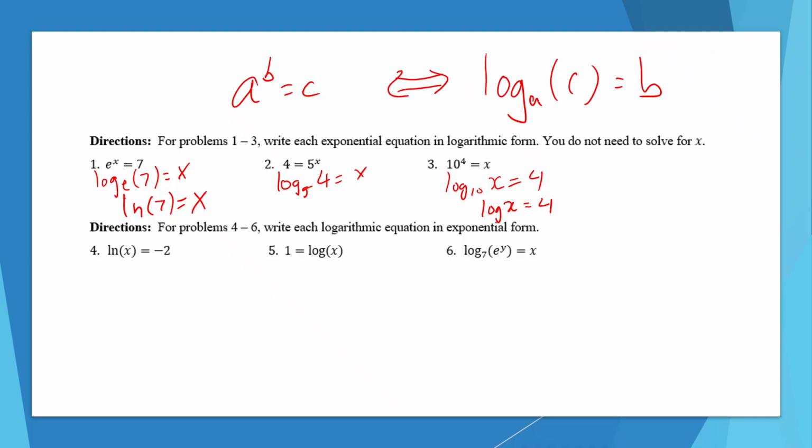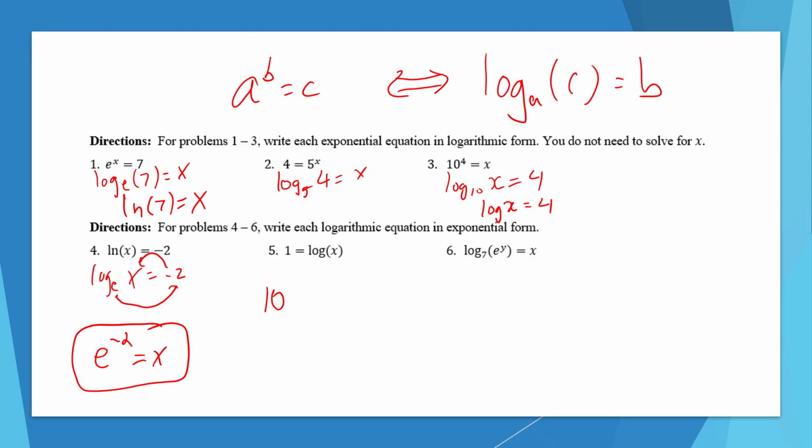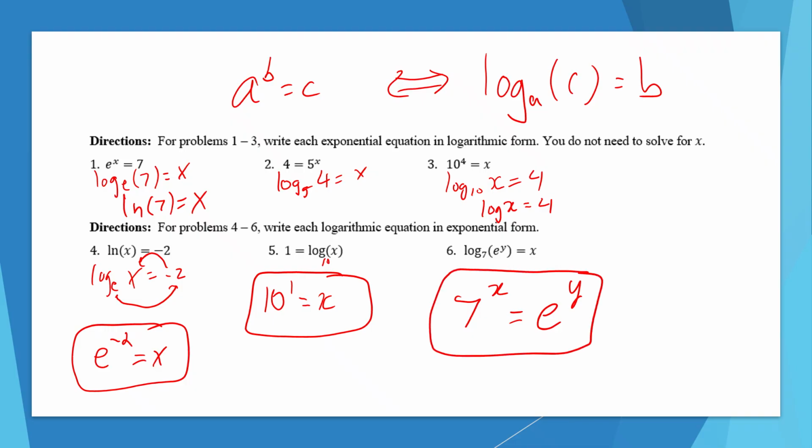For 4 through 6, we're just going to convert it the other way around. So this is going to be log base e x equals -2. So then e to the power of -2 is going to be equal to x. So that is our answer for 4. This is going to be 10 to the first is equal to x, because remember, without it written, it's an implied log base 10. And then this is 7 to the power of x equals e to the power of y. Right, so those are the first 6.